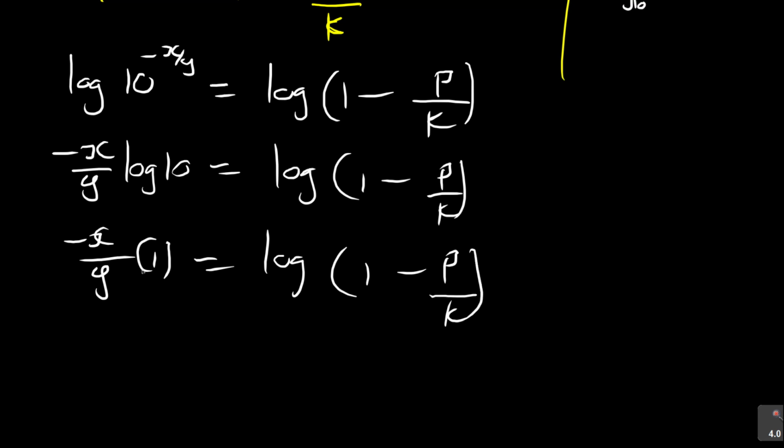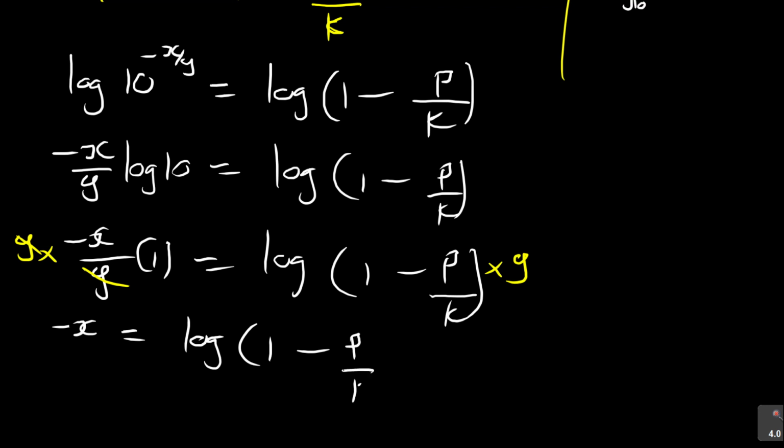And then from here, remember we're making y the subject of the formula. You can multiply by y, you multiply by y, so that goes, and you will have negative x in here is equal to, let me leave it as is, log of 1 minus p over k, and then it's times y.